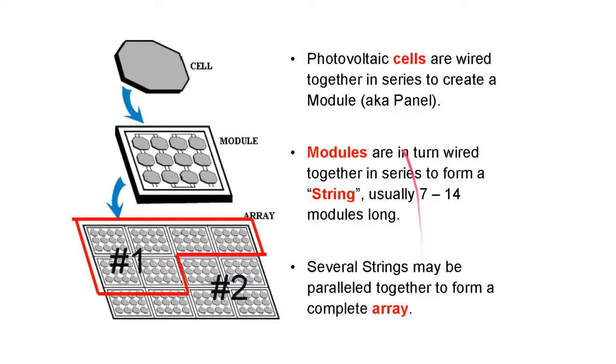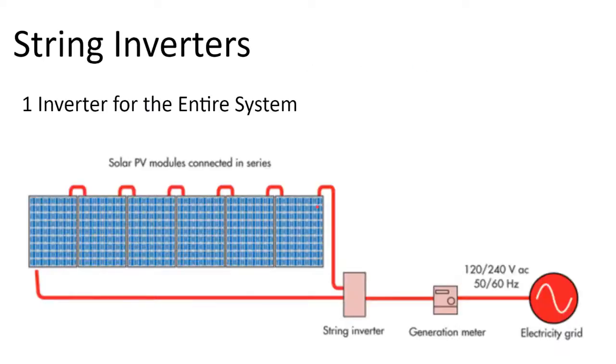Solar cells are pre-packaged into solar modules, which is the industry term for a solar panel. And circuits of solar modules are labeled by the industry jargon as strings. So there's an inverter called a string inverter that at the residential level is simply one inverter for the entire system, with the inputs being multiple circuits or multiple strings of solar panels.